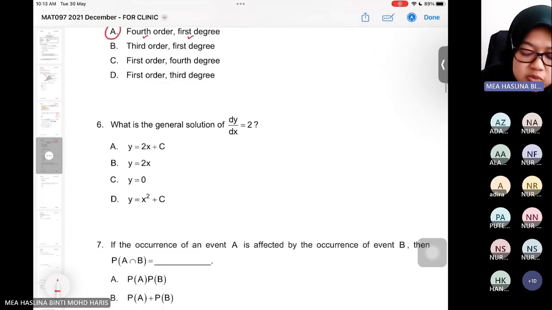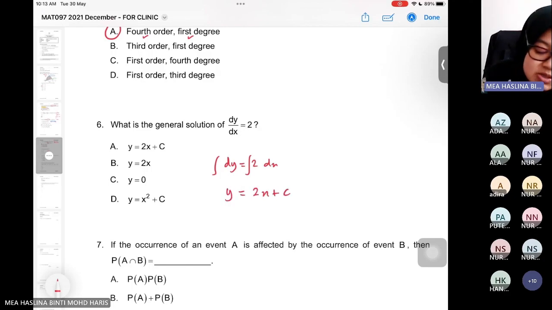And then for number 6, what is the general solution of dy/dx equals 2? So dy/dx equals 2, obviously it's a simple integral when you have dy equals 2 dx. So you integrate both sides, so y will be 2x plus c. So the answer will obviously be A.